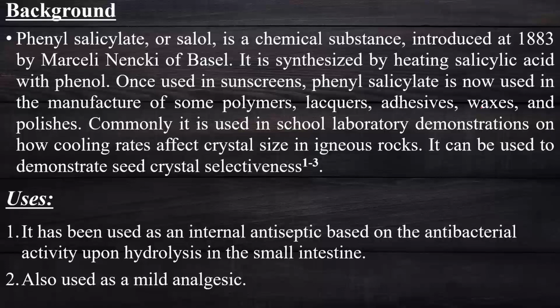So phenyl salicylate, or we can call it Salol, is a chemical substance introduced in 1883 by Marceli Nencki of Basel. It is synthesized by the heating of salicylic acid with phenol. Once used as a sunscreen, phenyl salicylate is now used in the manufacture of some polymers, lacquers, adhesives, waxes and polishes. Commonly it is used in school laboratories, demonstrating how cooling rates affect crystal size in igneous rock, or it can be used to demonstrate seed crystal selectiveness.